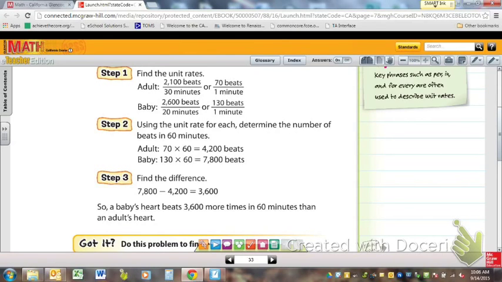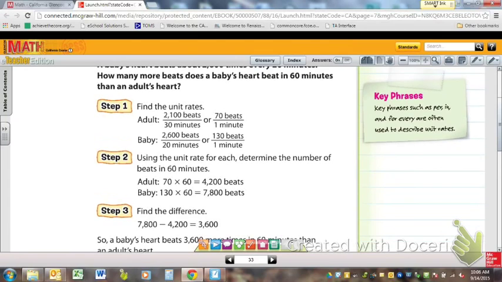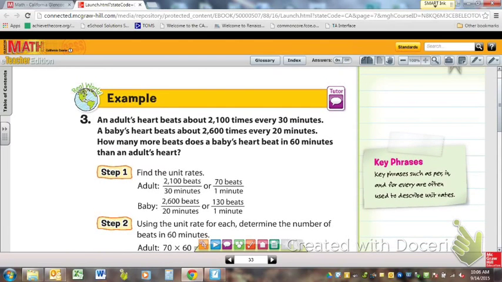So 7,800 minus 4,200 is 3,600. So a baby's heart beats 3,600 more times in 60 minutes than an adult's heart. And there'll be a problem similar to this on their homework, so they just have to come back to example 3 to see how to do it.